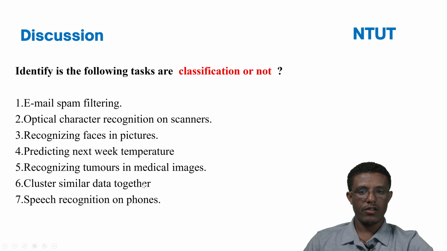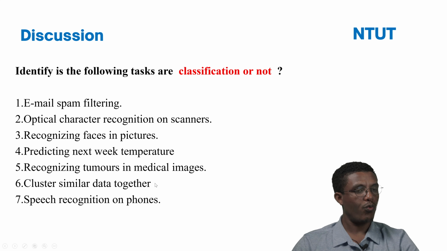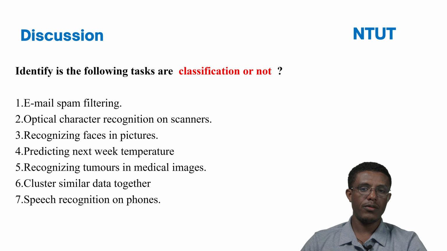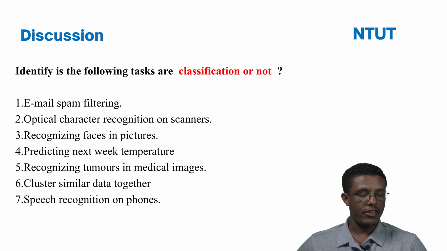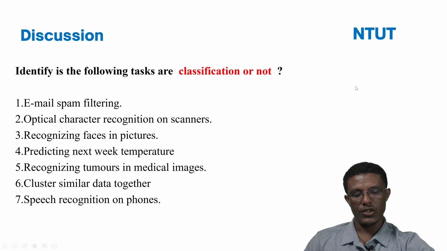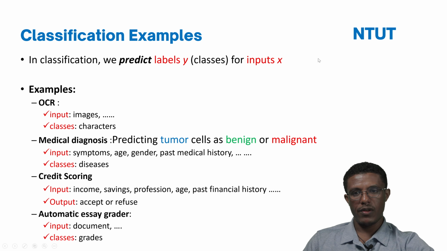The other one, clustering similar data together. Clustering is unsupervised learning, so it is not a classification task. Rather, it is clustering, which is unsupervised learning. So number 6 is also not part of classification. These are some examples of what is classification.